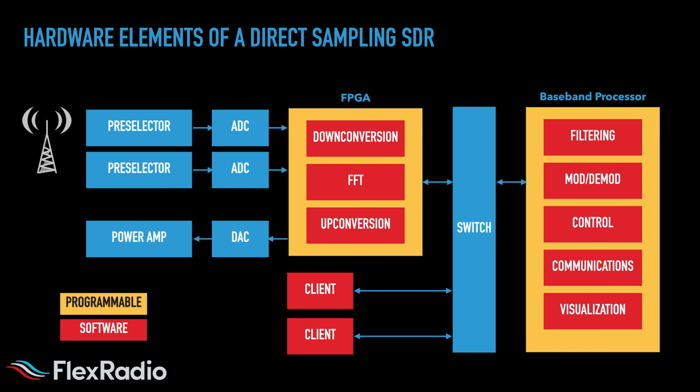So just to highlight here where the real programmable pieces are in the radio, the FPGA and the baseband processor both take lots of software and are reprogrammable. And everything that you see here that's in red is a piece of software that's been written to make this radio work. So you can see that the bulk of what goes on in the radio is all defined by software.